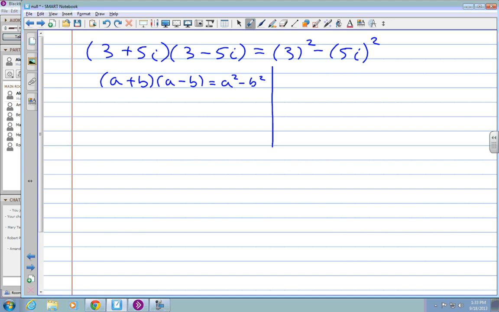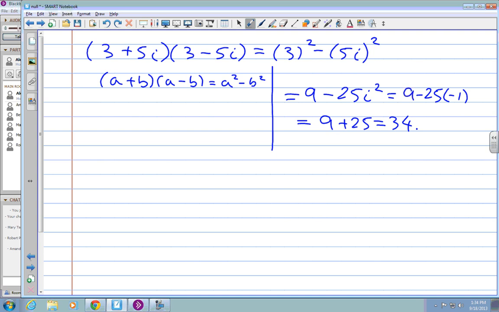Now, what does 3 squared equal to? 9 minus 25i squared, right? And i squared equals -1, so this becomes 9 minus 25 times -1, which becomes 9 plus 25 equals 34, right?